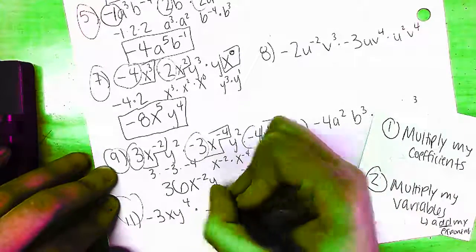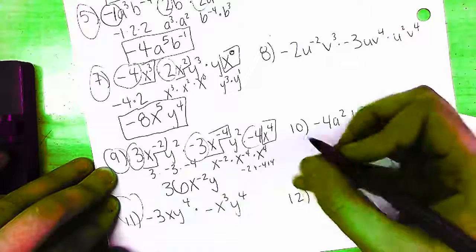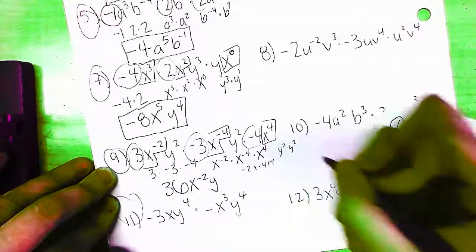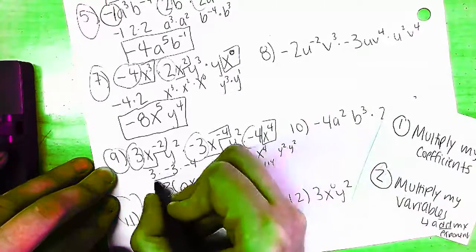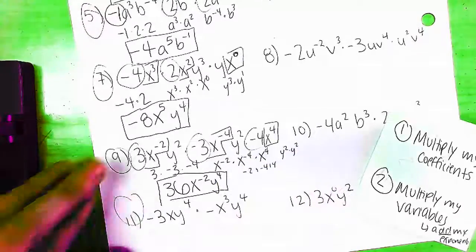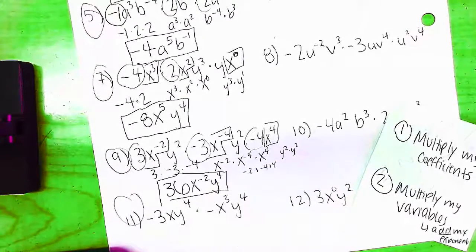Lastly, I have this guy, which is y to the second times y to the second. That gives me a y to the fourth because 2 plus 2 is 4. So I have 36, x to the negative 2, y to the fourth.